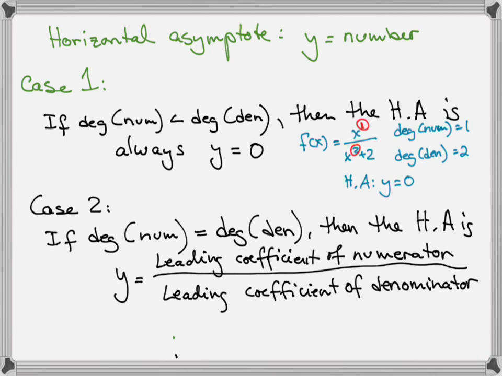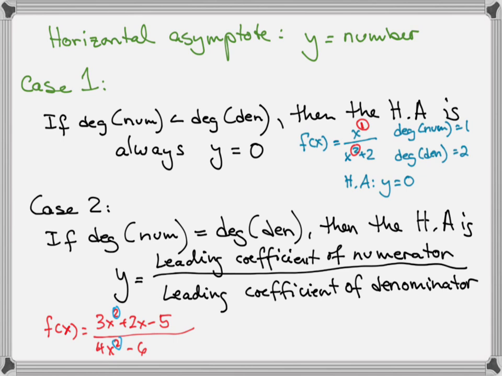So if I were to ask you, let me just make something up. F of x equals 3x squared plus 2x minus 5 over 4x squared minus 6. What is the HA, the horizontal asymptote? What is the degree of the numerator? 2. What's the degree of the denominator? 2. So they are the same. Okay, we figured that out.